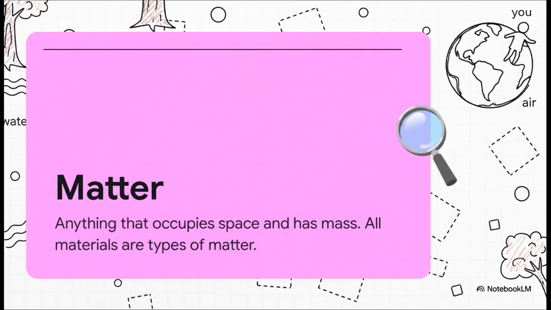All right, now let's zoom out just one more level. All those materials, everything from wood to water, they're all just types of something even more fundamental, and that's matter. The scientific definition is so simple, but it's also kind of profound. If it takes up space, has volume, and it has mass, then it's matter. That's really it. You, the air you're breathing right now, this entire planet, it's all matter.